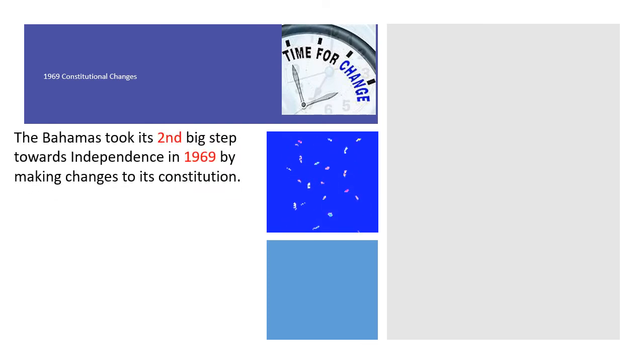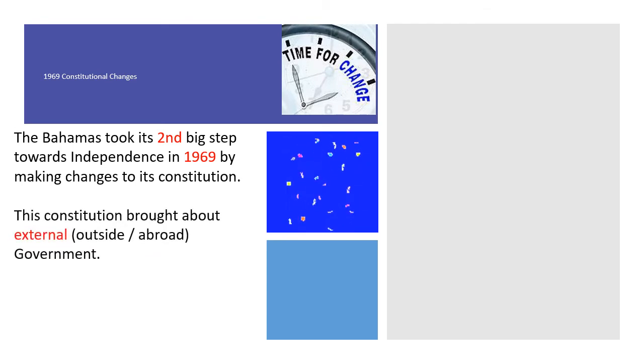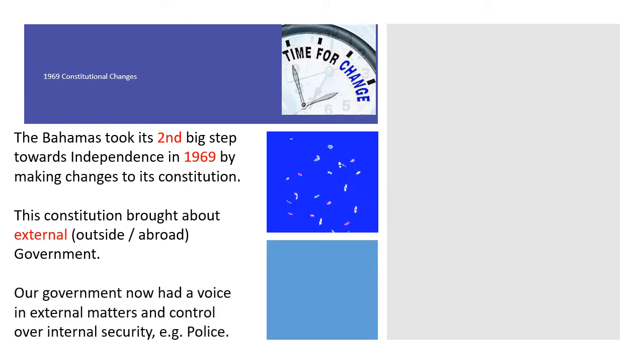1969 was when the Bahamas took its second big step towards independence. In 1969, we began to make further changes to our Constitution. This Constitution brought about external or outside government, which means that we now gain further control of our government. Our government now had a voice in external matters and control over internal security, such as the police.